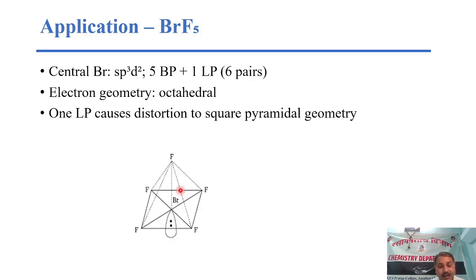So the geometry of this molecule is now square pyramidal, because it forms only one pyramid about this square. So it is called square pyramidal. Otherwise, if instead of a lone pair it were a bond pair of electrons, then it would have octahedral geometry. But because of the presence of the lone pair of electrons, the actual geometry of this molecule is square pyramidal, and the hybridization is sp3d2.